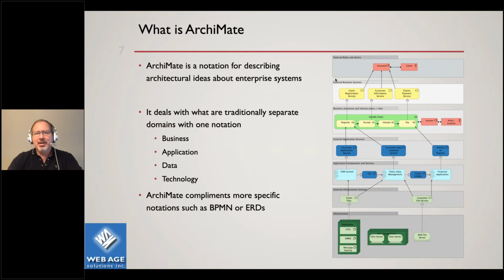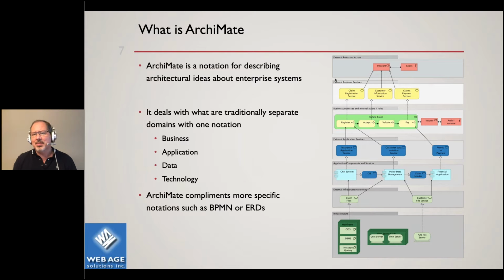So what is ArchiMate? ArchiMate is a notation for describing architectural ideas about enterprise systems. And when I say enterprise systems, what I mean is the kinds of systems and problems that we deal with in typical corporate computing. It's not intended for software engineering. It's not intended for detailed product design. It's really targeted at the kinds of problems that business runs into and business deals with.